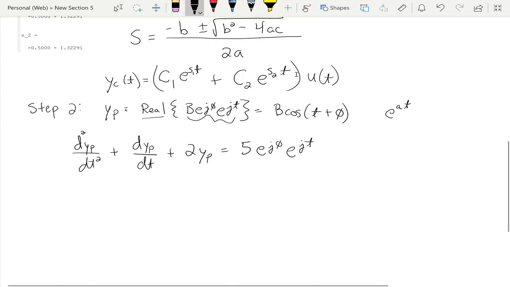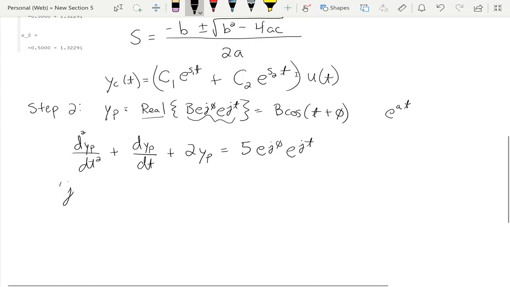What's the second derivative of e to the at? a squared e to the at. So the only thing I have to take the derivative of in this case is e to the jt. It's like a is equal to j. So I'm going to skip the derivative here in the interest of time.